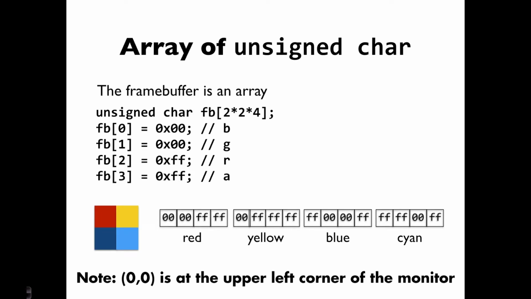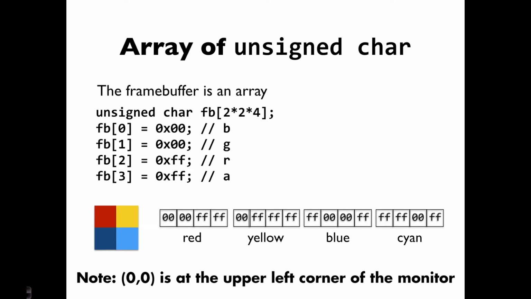Question? What was the 4 for again? 4 bytes per value, right? Because you need 1 word's worth, or 32 bits worth.